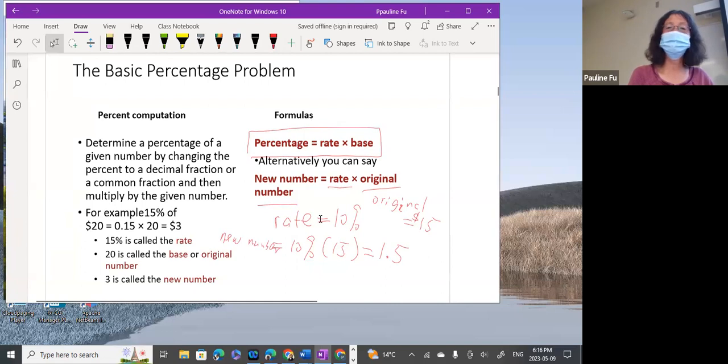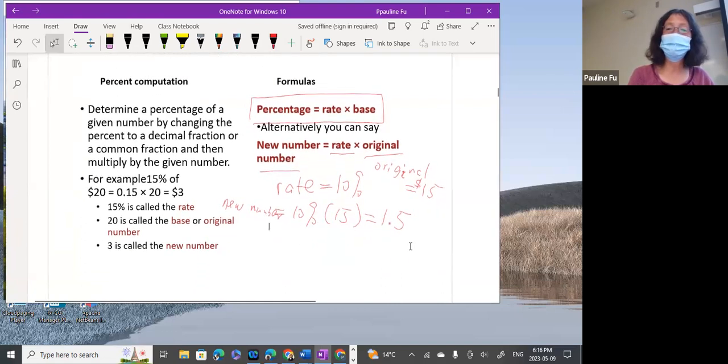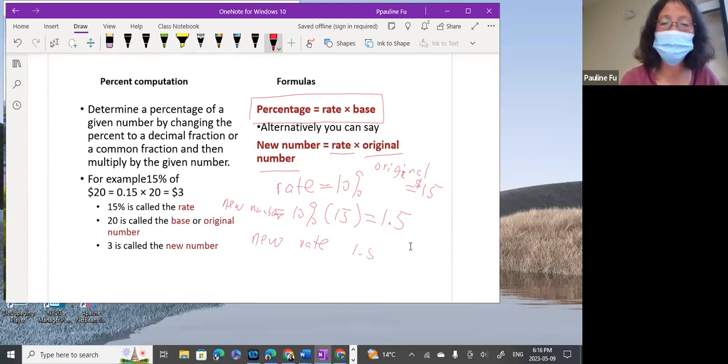But what is the new salary? You have to use the new hourly rate. For the new hourly rate, you use 1.5 plus your original $15. So you got 16.5. Read the question carefully. Did the question ask you the new hourly rate, or did the question ask you how many dollars of increase?